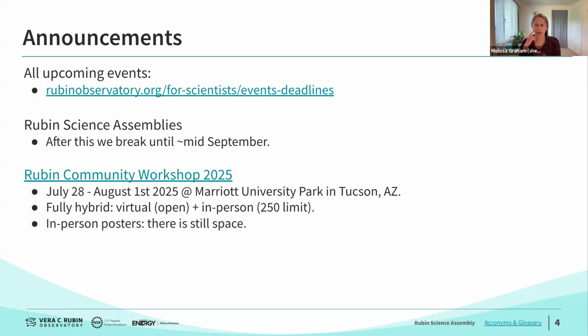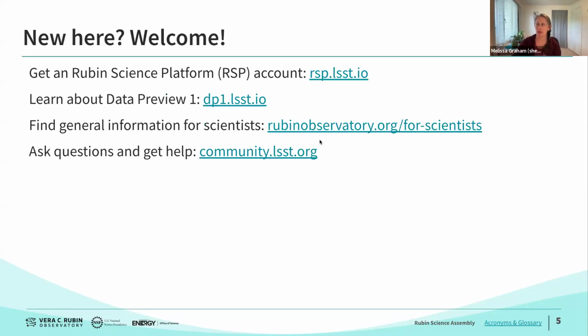And the big announcement, of course, next week is the Rubin Community Workshop 2025. We're back in Tucson. It is fully hybrid. Virtual registration is still open. So if you were thinking about attending some of those sessions, do register virtually. It is free. It's just we need to make sure your account works so that you have access to all the Zoom links and the Slack space and stuff. So get registered for that if you're interested.